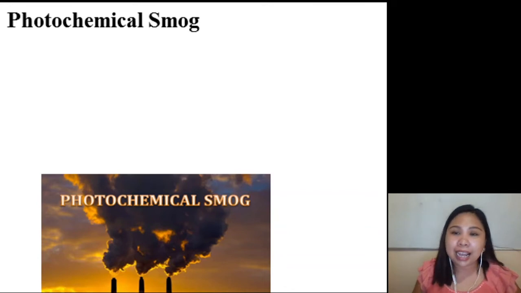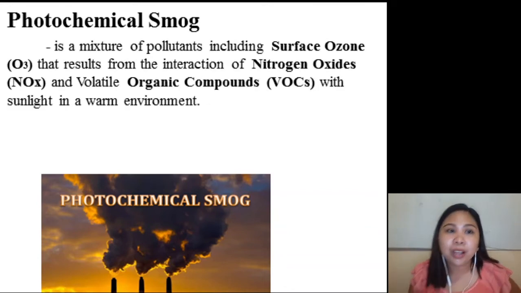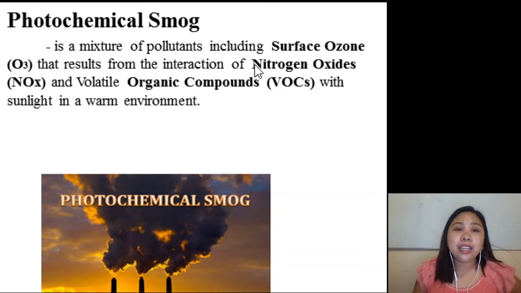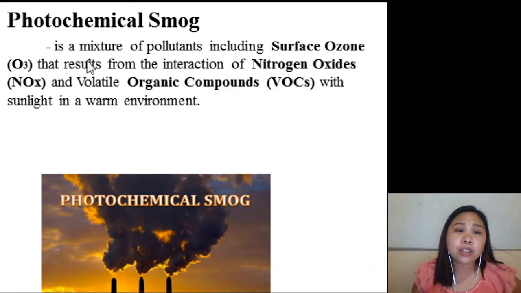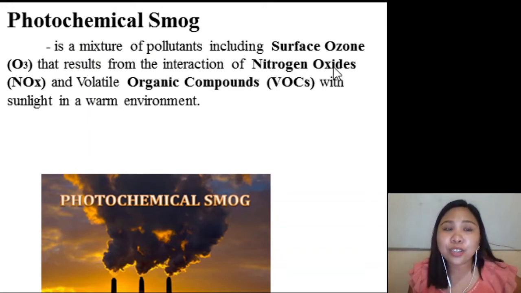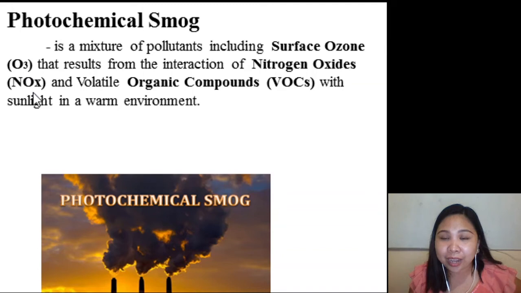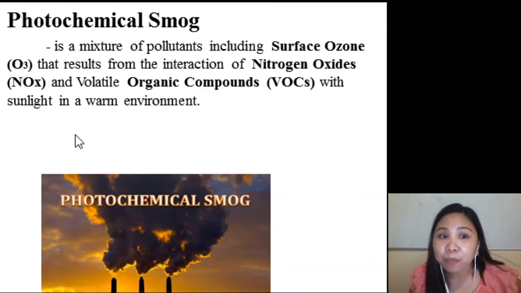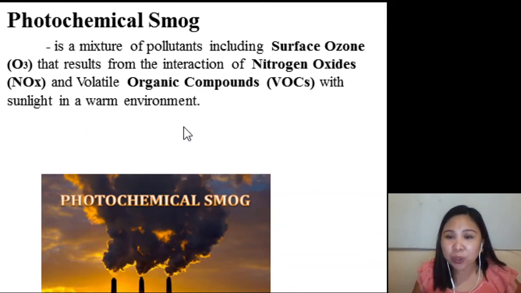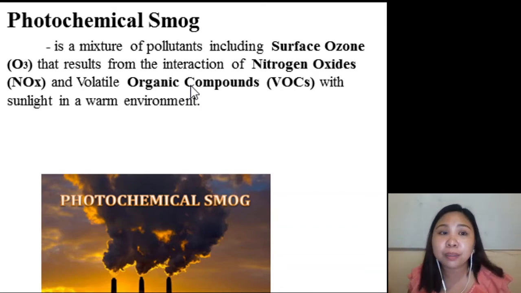Okay? Kailan nagkakaroon ng photochemical smog? Okay? So, photochemical smog class, this is a mixture of pollutants, including surface ozone, or the bad ozone that results from the interaction of nitrogen oxides, or yung NOx, and volatile organic compounds with sunlight in a warm environment. So, ibig sabihin, kaya siya naging secondary because there is an interaction with different pollutants.